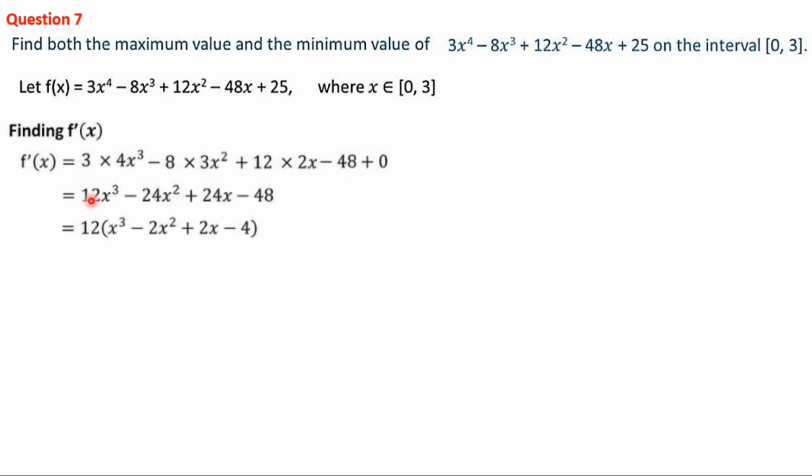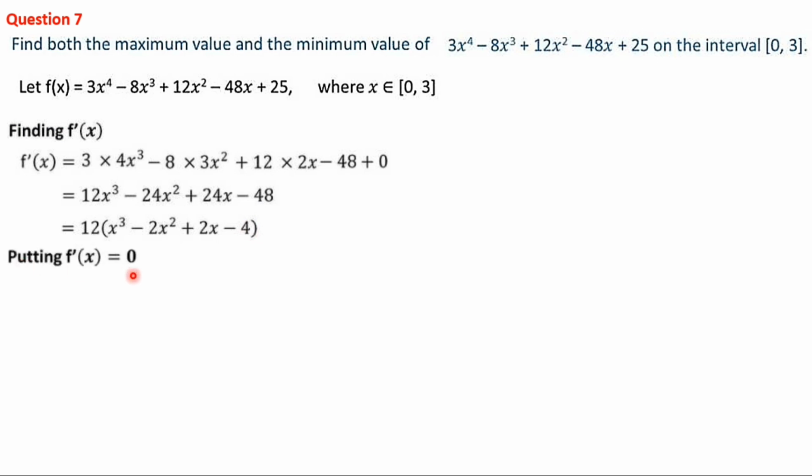Then when we observe this expression, 12 is common, so we can take out 12 common. For the first term 12x cube, with 12 out only x cube remains. Here 24 is there, 12 going out means we will have 2, because 12 into 2 is 24. So 2x square. From here 24 is there again, same thing, 12 is outside, so 2x will be there. Minus 48 divided by 12 is 4, so 4 is the balance here.